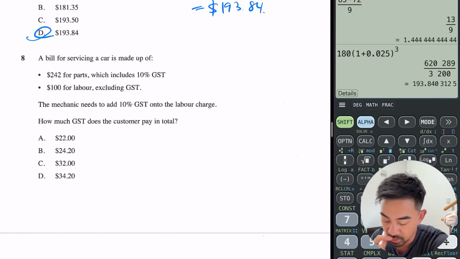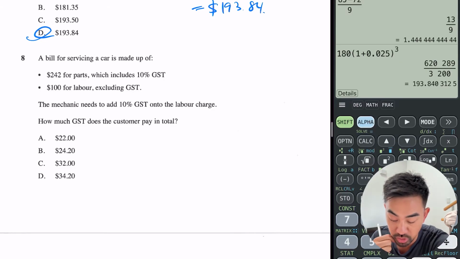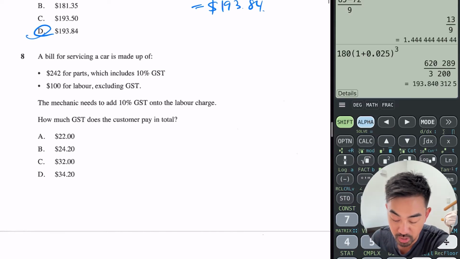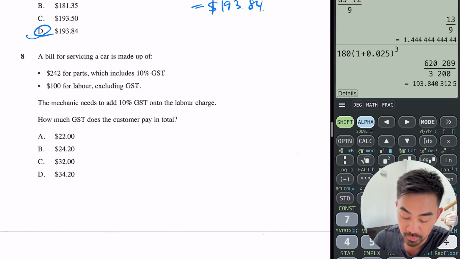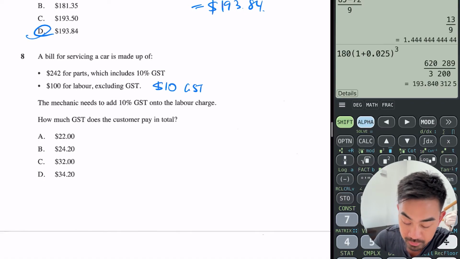8, a bill for servicing a car is made up of $242 parts, which includes 10% GST, and $100 for labor, excluding GST. The mechanic needs to add 10% GST onto the labor charge. How much does the GST cost in total? Okay, so $100 of labor without GST. So we need to add 10% on, so it's going to be $10 of GST. But this 242 includes 10%.